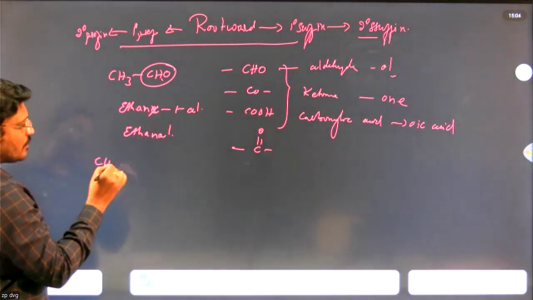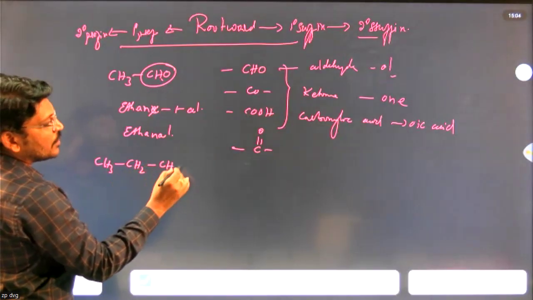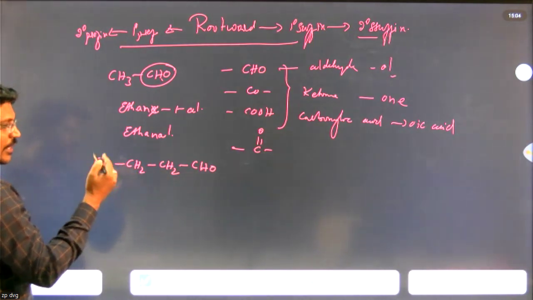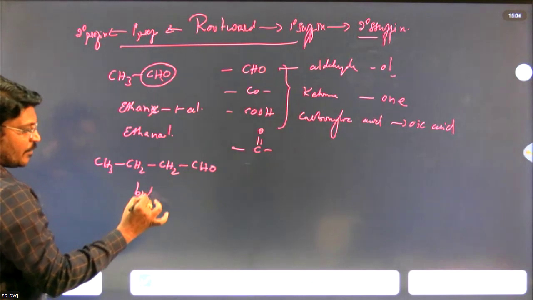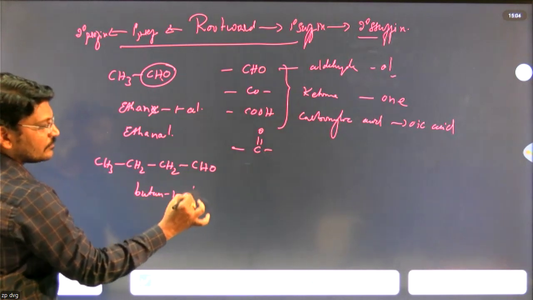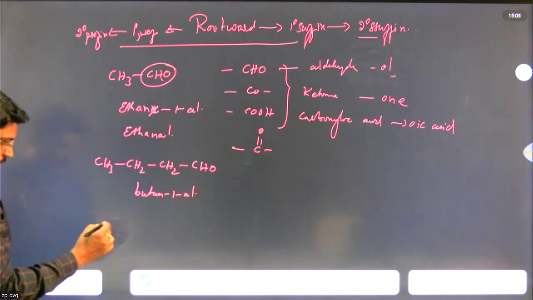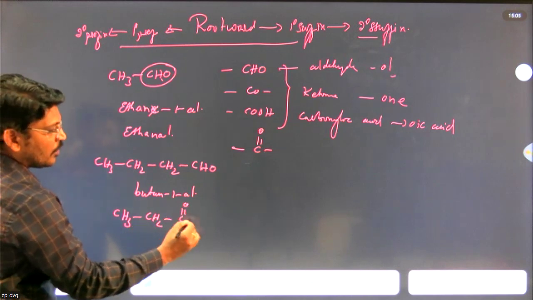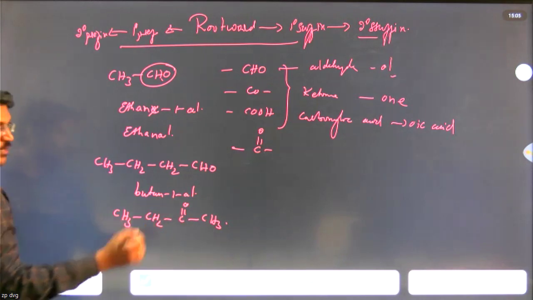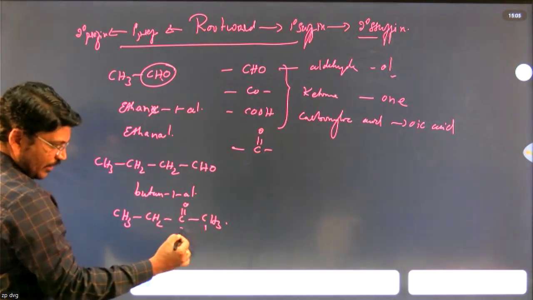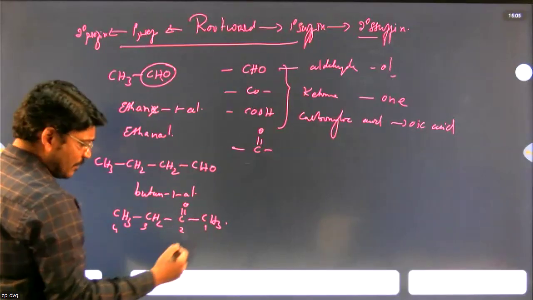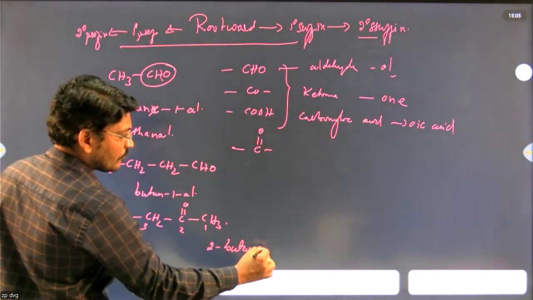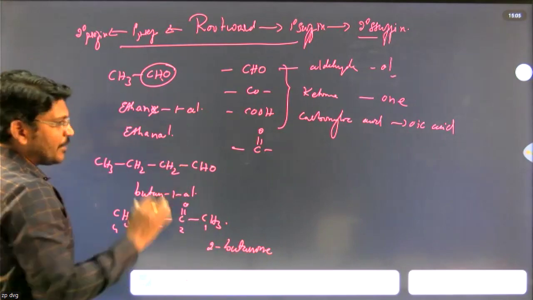Take one more compound, CH3, CH2, CH2, CHO. How many carbon atoms are there? 1, 2, 3, and 4 carbon atoms. That's why here we can write butanal. In the same way, we can consider another compound, CH3, CH2, C double bond O, CH3. Here we have taken a ketone as the functional group. The position we are observing is 1, 2, 3, and 4. The name of this particular compound is 2-butanone, otherwise butan-2-one. These are the common things we are going to discuss in IUPAC nomenclature.